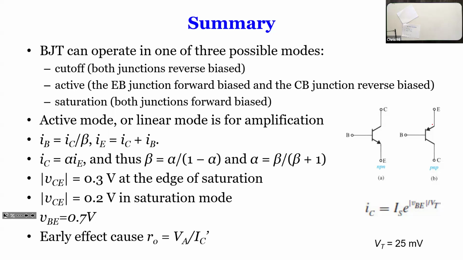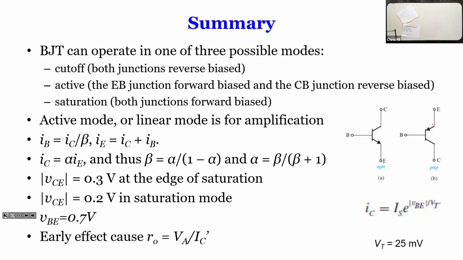A BJT can operate in cutoff, saturation, or active mode. The condition to be in cutoff is VB less than 0.7. If VB is larger than 0.7, it can be either in saturation or active. In order to be active, VC has to be larger than 0.3 volts. So that's the condition we give you over here. 0.3 volts is the edge of saturation, 0.2 is in saturation, and VB is 0.7.